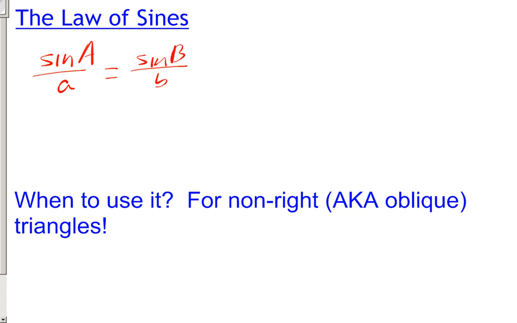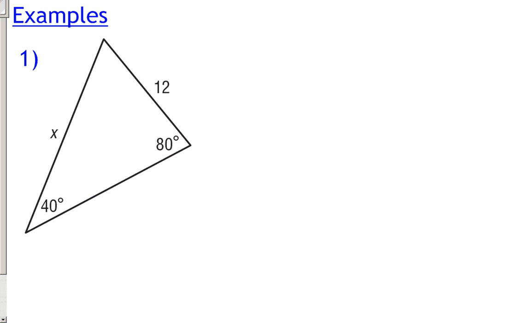And when to use it, just once again. Technically you can use this for any triangle you want, but we usually just save it for not right triangles, or oblique triangles. Okay, let's talk about this first example. Obviously this is not a right triangle. If you wanted to figure out this other angle measure right up here, just 180 minus 80 minus 40, and that'd give you 60 degrees. So we can't use SOHCAHTOA, we can't use the Pythagorean theorem, we can't use a special right triangle here. So we have to use another method.